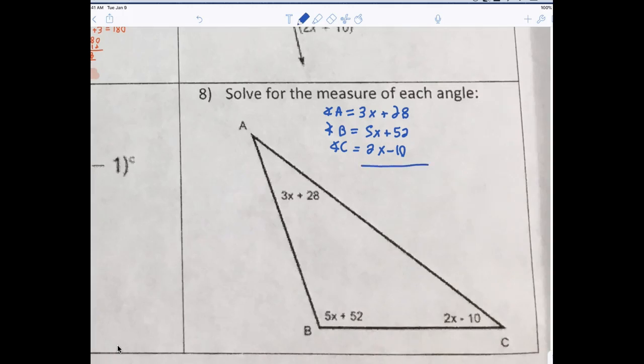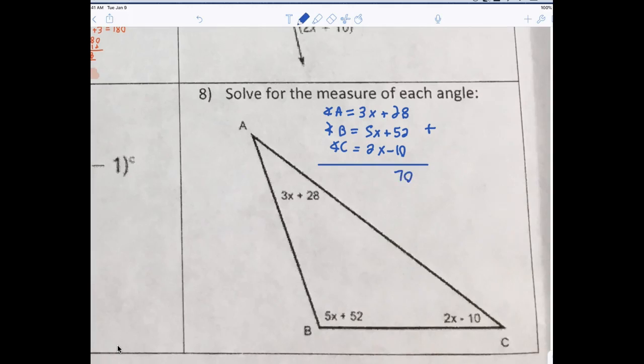Now, what do I do here, though? What am I doing with these angles? You are adding them. That's correct. You add them. So if I add this down, what do I get? 28 plus 52 minus 10 is 70. That's correct.